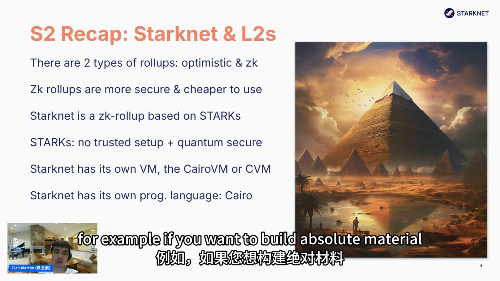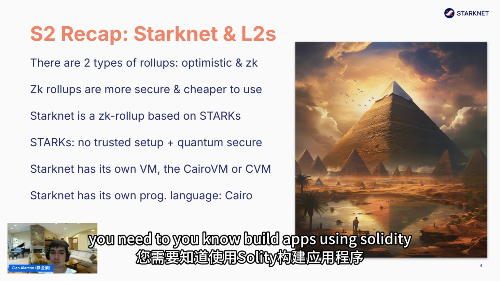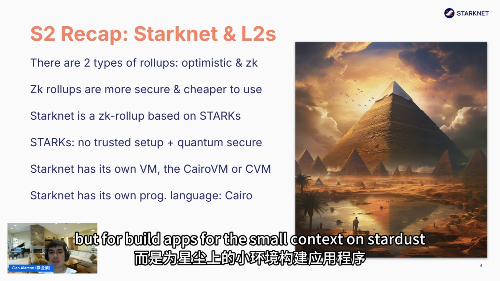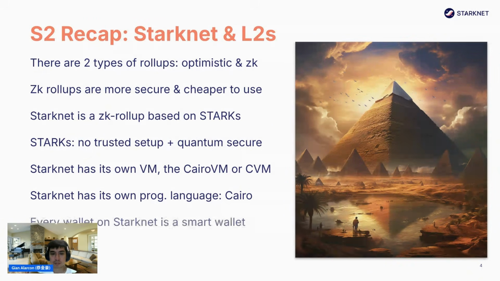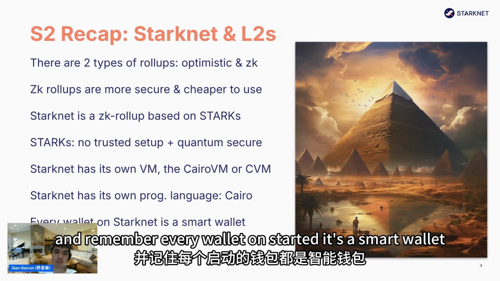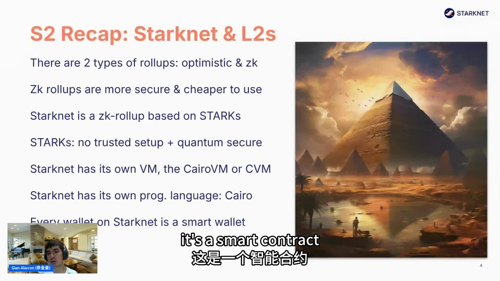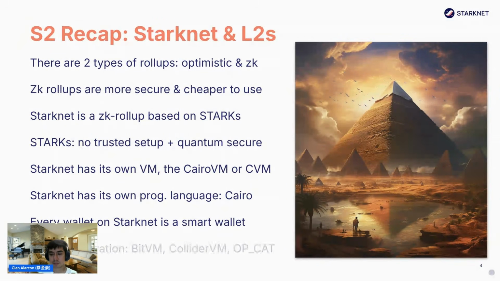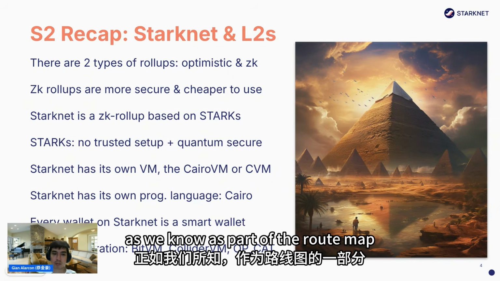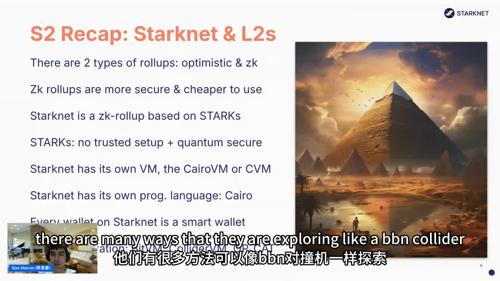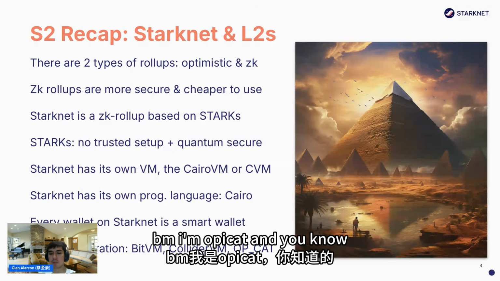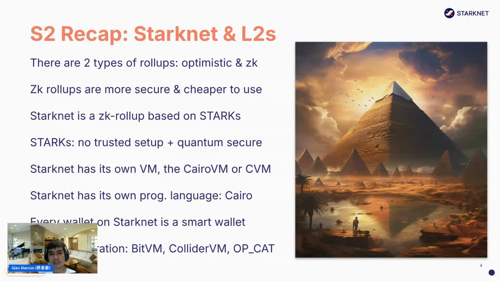That's why, for example, if you want to build apps on Ethereum, you need to use Solidity. But to build apps or smart contracts on Starknet, we need to use a language called Cairo. And remember, every wallet on Starknet is a smart wallet, that is a smart contract. As we know, as part of the roadmap, Starknet is going to get integrated into Bitcoin. There are many ways they are exploring, like BitVM, Collider VM, OP_CAT, you know.